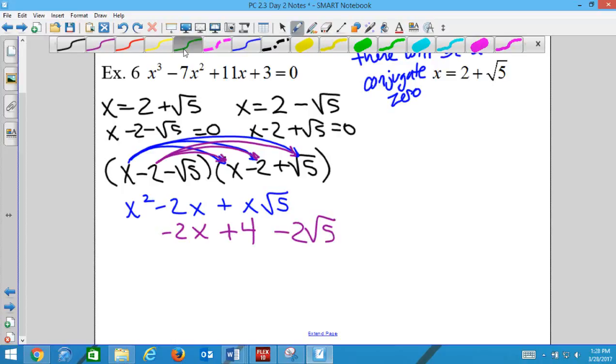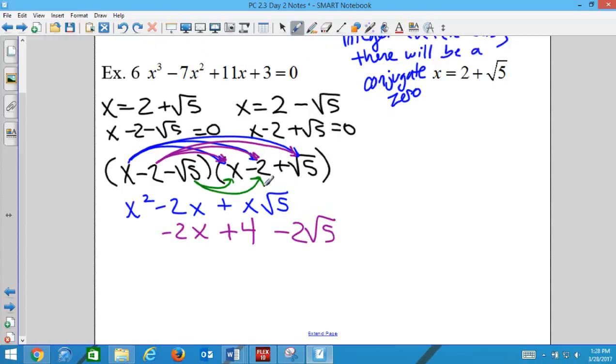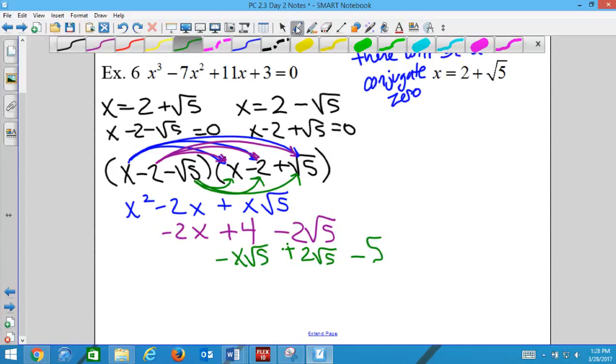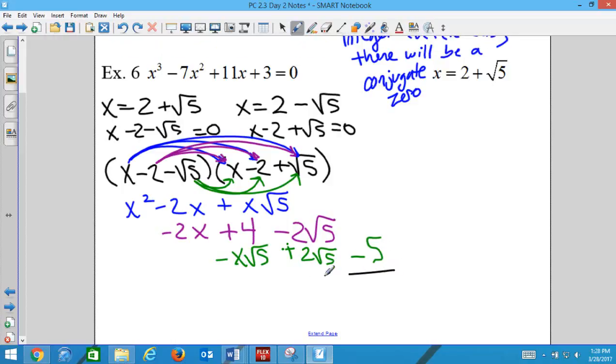Okay, and then I'm going to distribute the minus radical 5 to all 3 of those. I'm going to drop down a line and go over a column. So I get minus x radical 5, and I get plus 2 radical 5. And then my last one is negative times positive, so minus, and radical 5 times radical 5 is 5. So if you multiply by the conjugate correctly, all of the radicals will cancel each other out. You won't have any radicals in your answer.